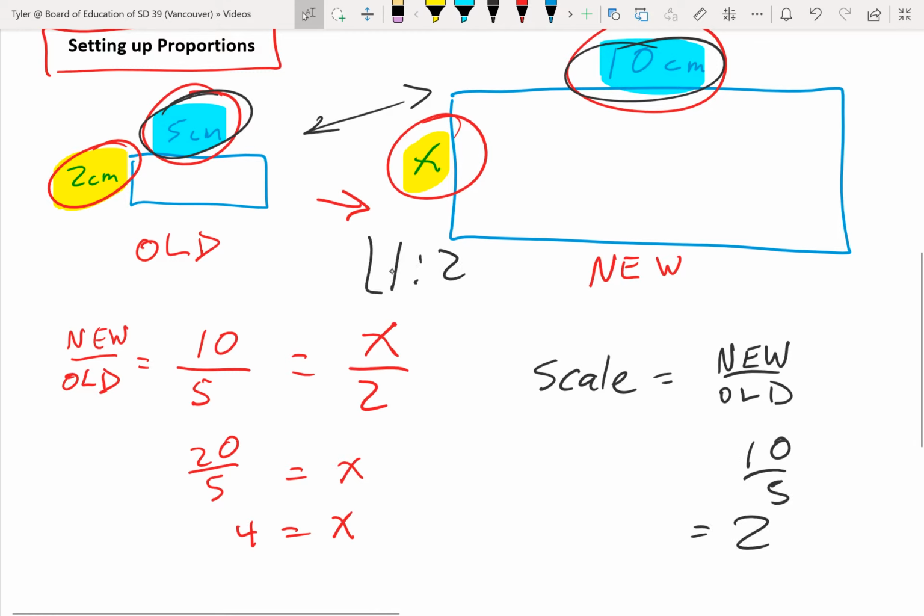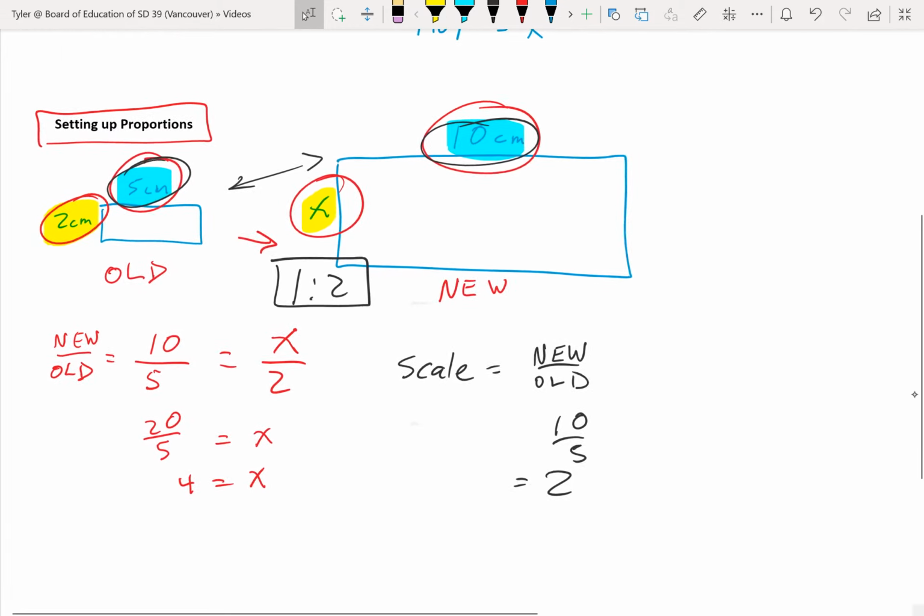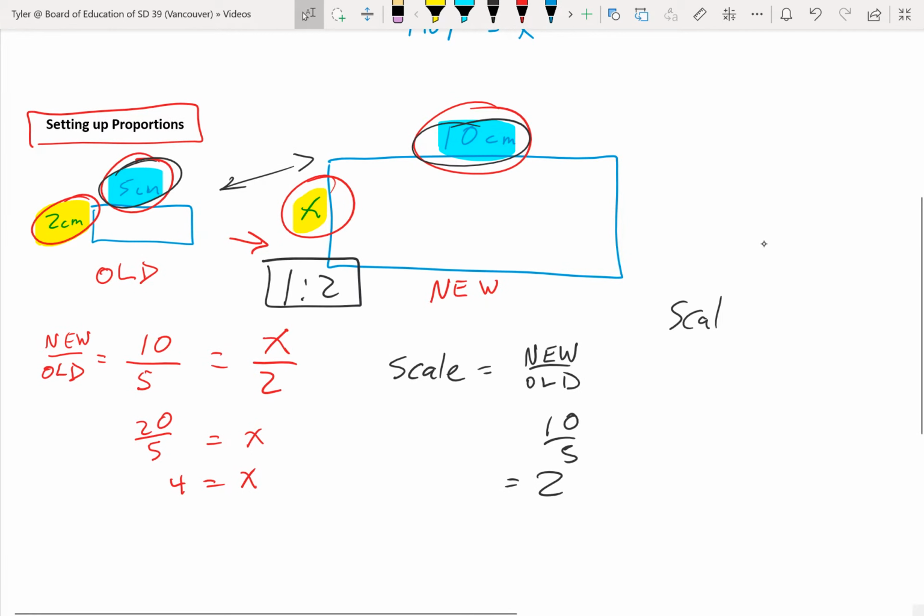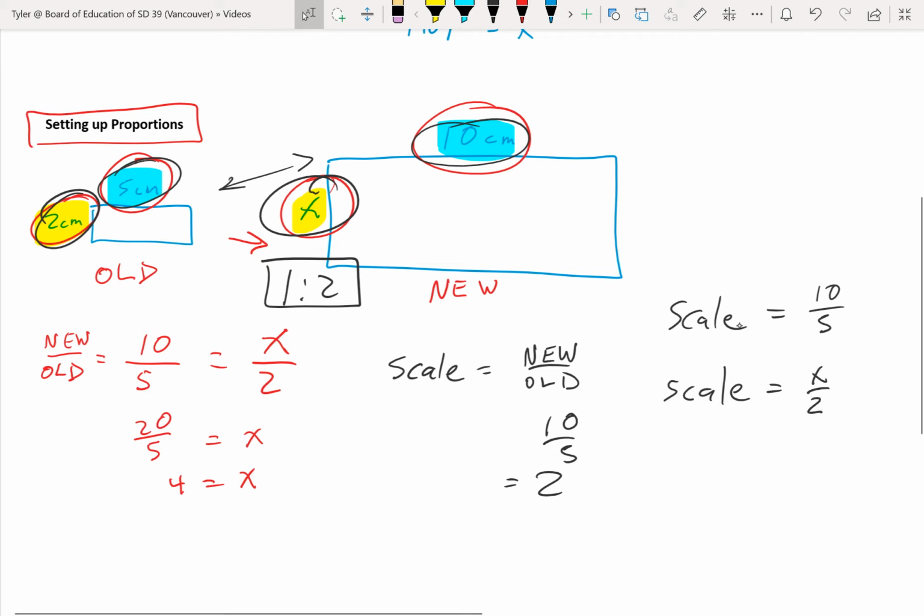The scale is 1 to 2. Now, if I did that scale using the ones we just talked about, so the scale is equal to 10 over 5. But if I took this 2 and this x, that should also equal the scale. If I took x divided by 2. So basically, this is the same as this. So if those two are equal to each other, I can just write them like this. Or the other way, because that's how I wrote it the first time. Sorry. 10 over 5 equals x over 2.